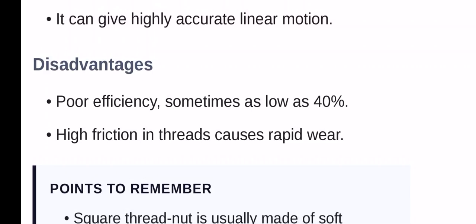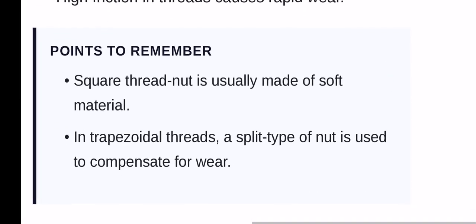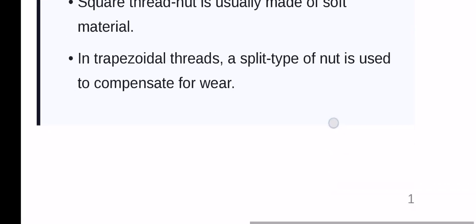Disadvantages: poor efficiency, sometimes as low as 40%. High friction causes rapid wear. A square thread nut is usually made of soft material. In trapezoidal threads, a split type of nut is used to compensate for wear.